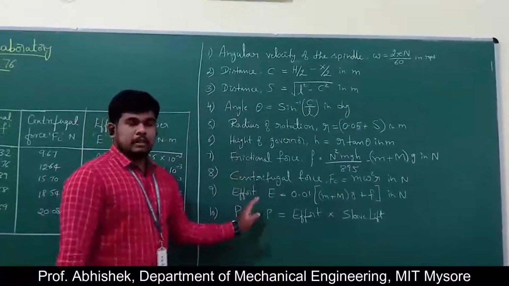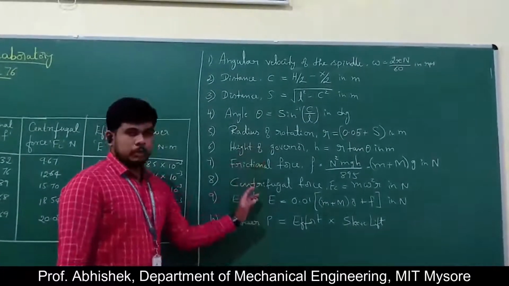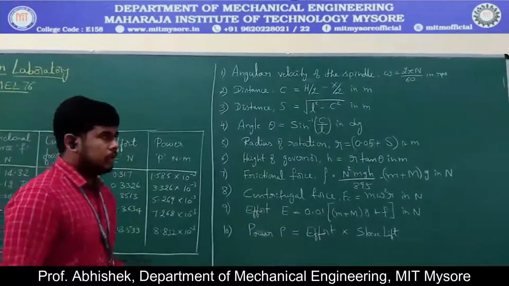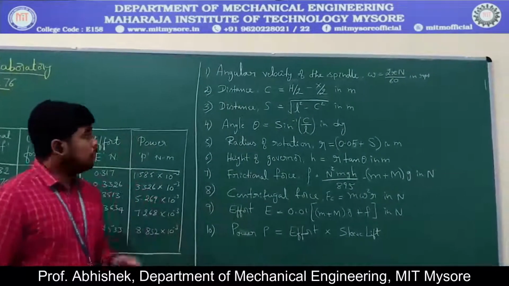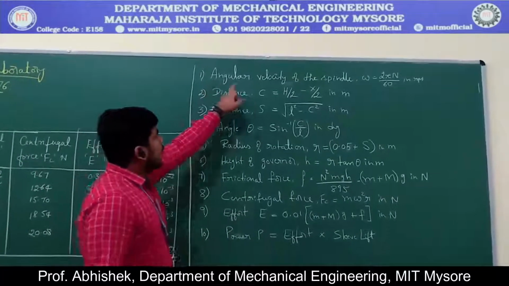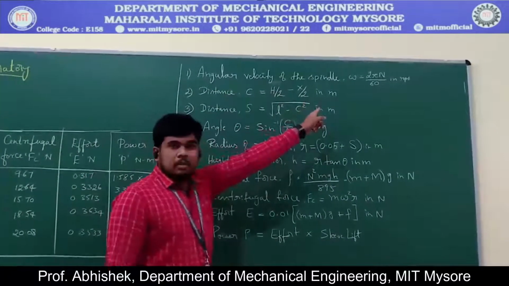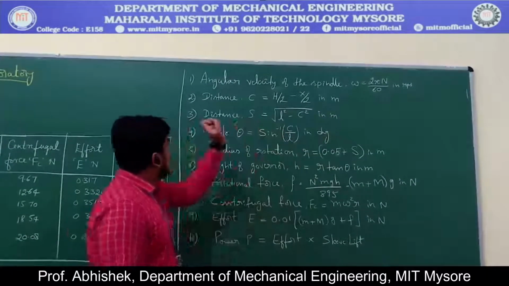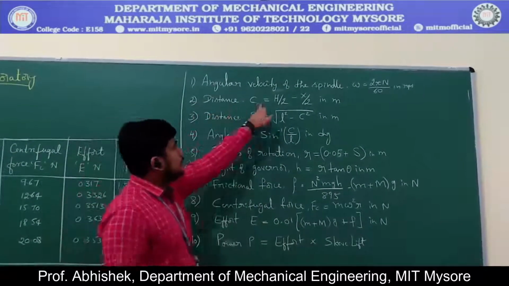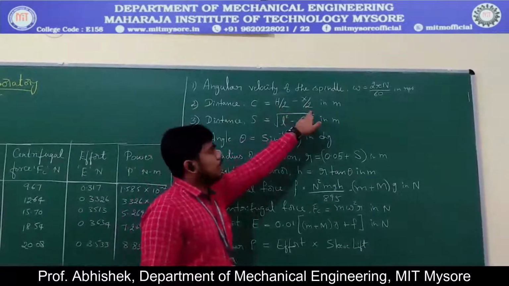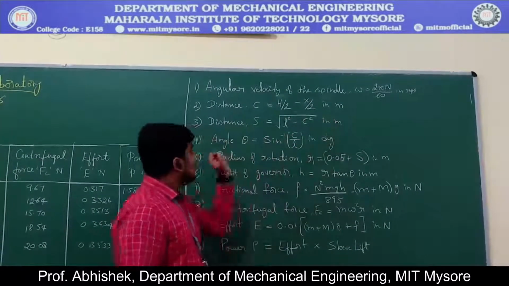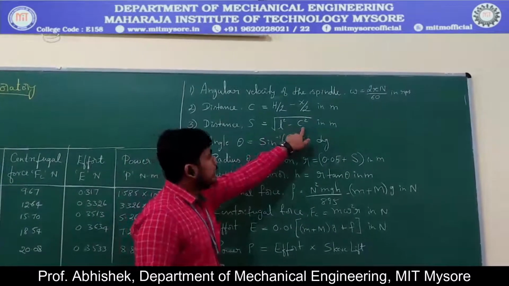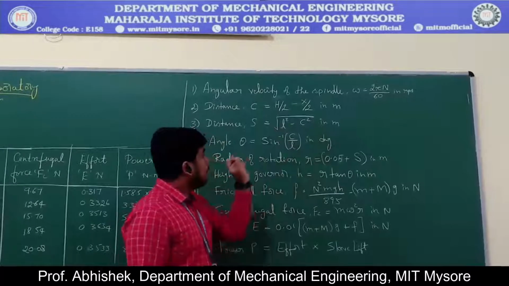So these are the standard set of formulas which we are going to use to find the governor frictional resistance, governor power, governor effort and all. The very first one is angular velocity of the spindle, that is omega is equal to 2 pi N by 60, N is the speed. Then second one, distance, that is c is equal to h by 2 minus x by 2, that should be in meter. Then s is equal to square root of L square minus c square, that should also be in meter.